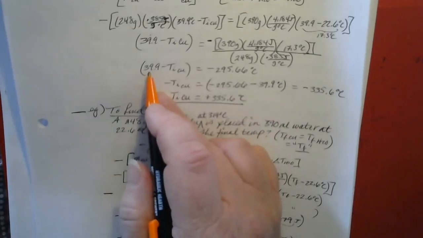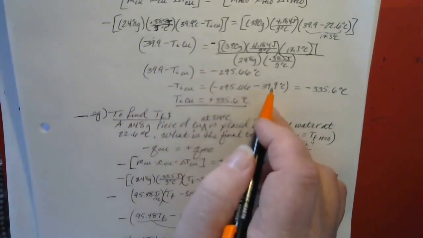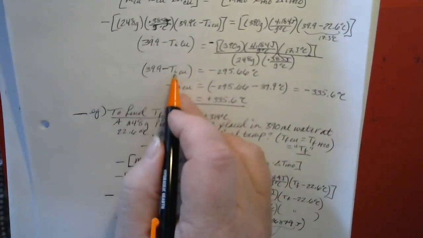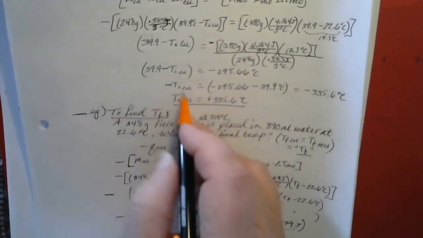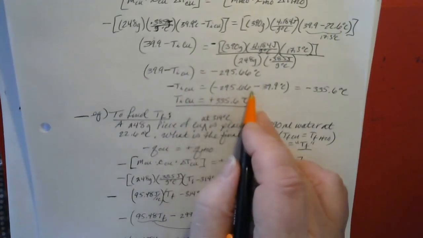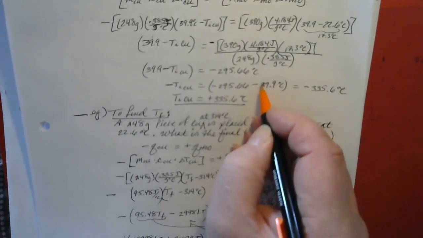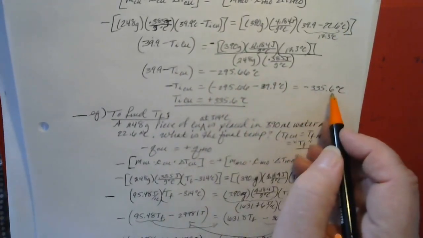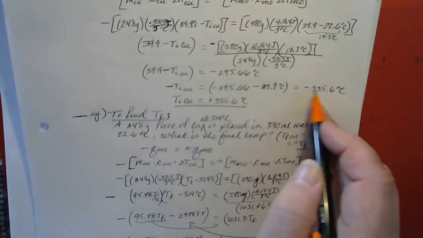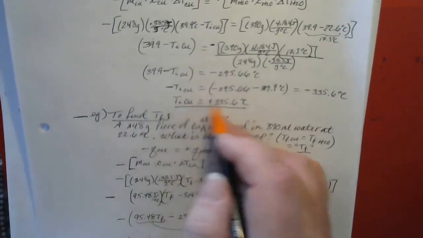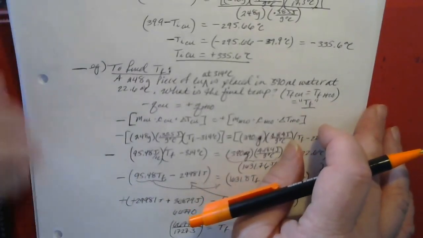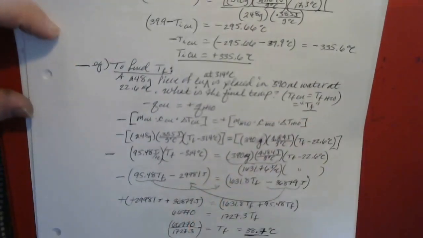All right, so you can subtract 39.9 from both sides, and remember, this was 39.9 minus the initial temperature of copper. So you still have the negative sign. Negative Ti of copper is equal to negative 295.66 minus 39.9. And that's negative 335.6. And so if the negative initial temperature of copper is negative 335.6, then the initial temperature of copper was positive 335.6. And finally found it. Okay.